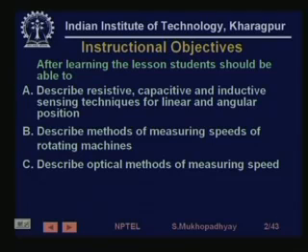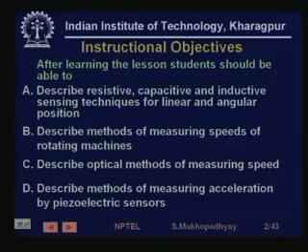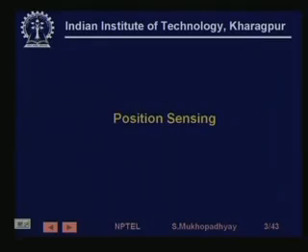We will also look at some optical methods of measuring speed. Optical methods are very good in some respects and not so good in some others, but they are a distinct class of methods, so we will have a brief look at that. We will also look at measurement of acceleration, which is typically done in the industrial context by piezoelectric sensors. So, having said that, let us first look at position sensing.